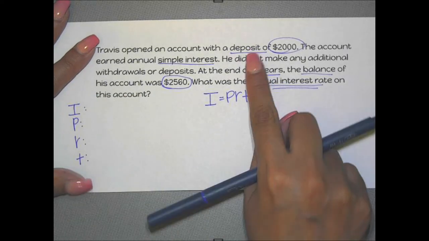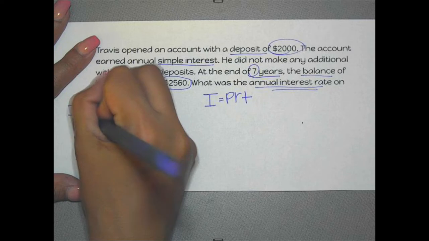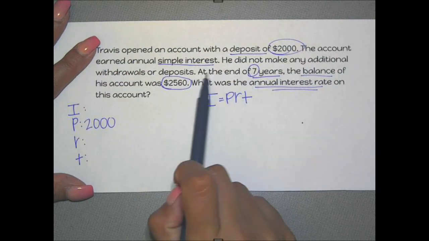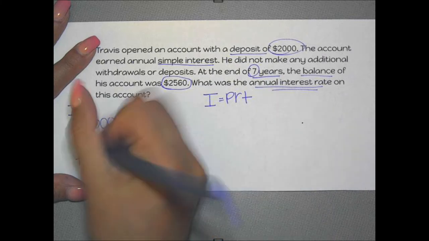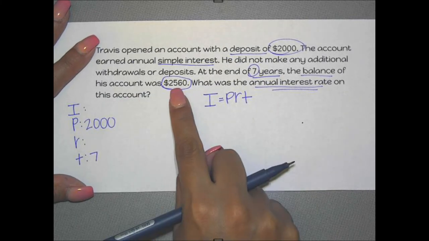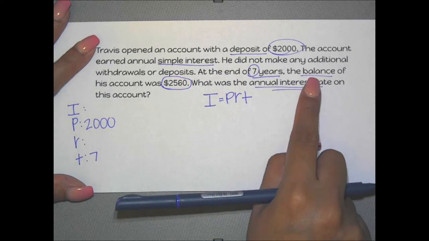Now it says that he deposited $2,000. So that's going to be my principal. Put that where the P is. And then it says at the end of 7 years. So that's going to be my time. And then I have this 2,560. So that is my balance in the account.